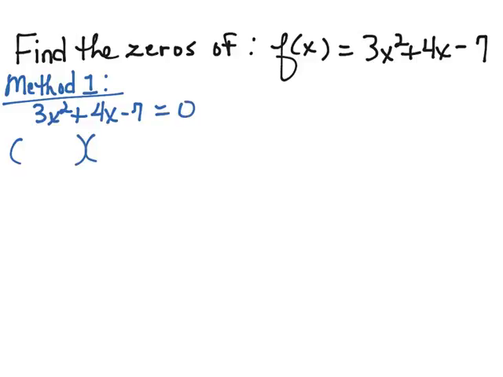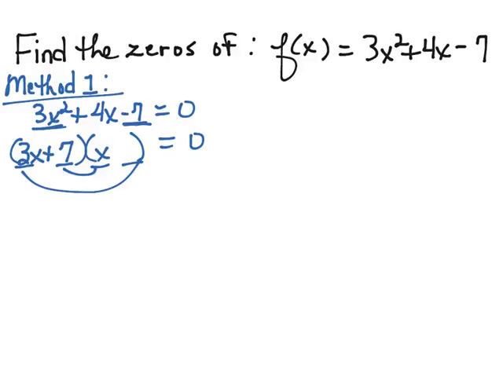And then see what I can factor this quadratic into. So my first two terms have to multiply together to equal 3x squared. So that's going to be 3x and x. And my second two terms have to multiply together to equal negative 7. But when we multiply the outside terms and add them to the product of the inside terms, we have to equal 4. So in order to make that work, I think we're going to have 3x plus 7 and x minus 1. We can check that out.